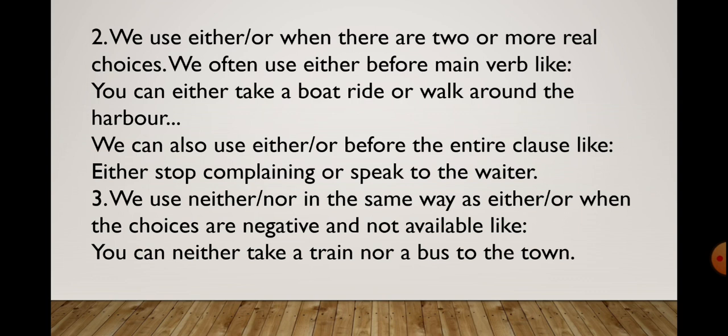Number 2. We use either, or when there are two or more real choices. We often use either before the main verb. For example, you can either take a boat ride or walk around a harbor. We can also use either, or before the entire clause. For example, either stop complaining or speak to the waiter.